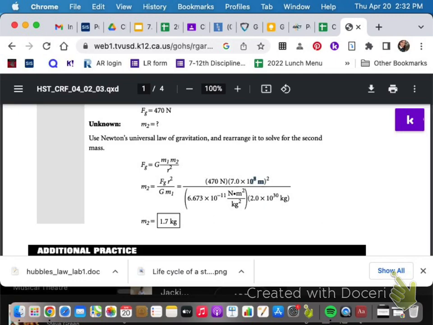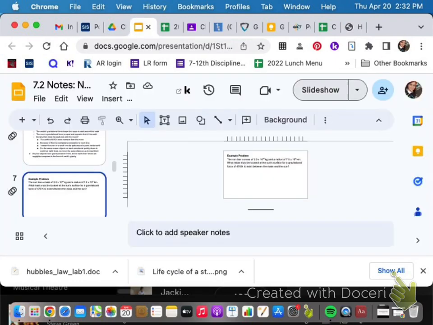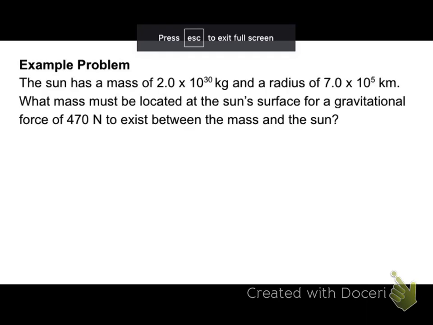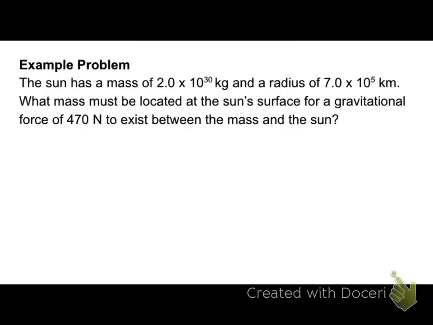Dadgummit, that is the 18th time this book has had an error of some kind in it, and I'm tired of being lied to. Well, at least we know we did the problem right.